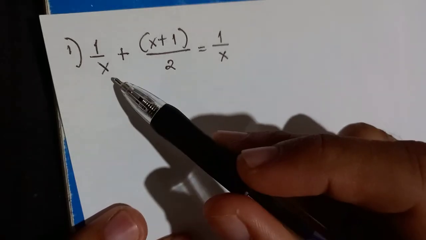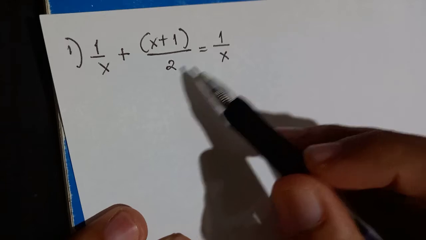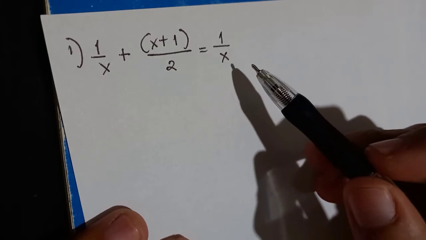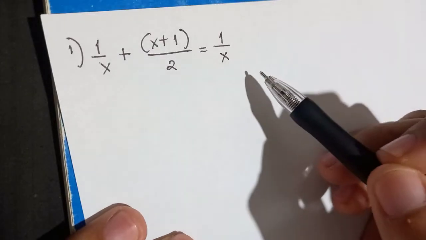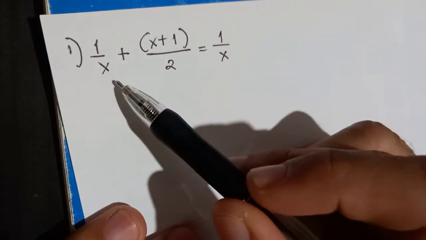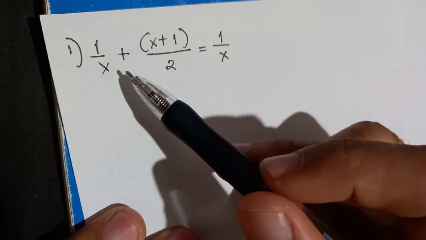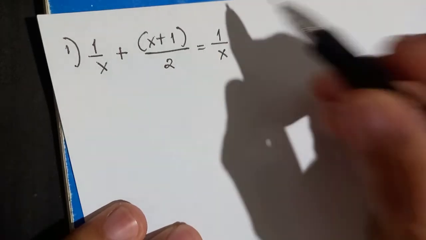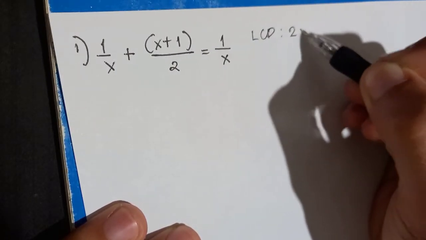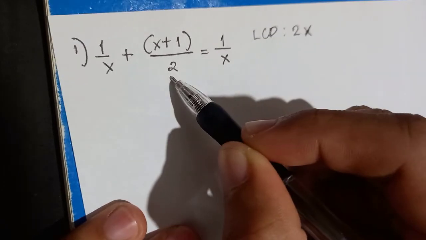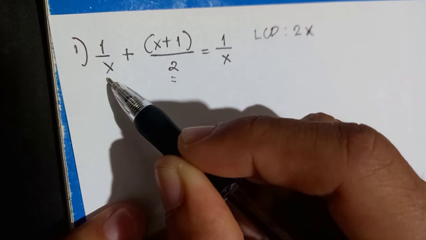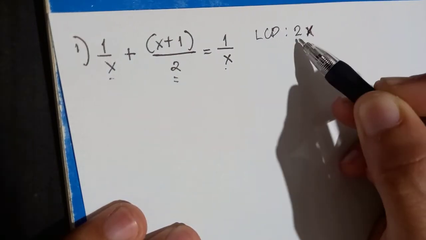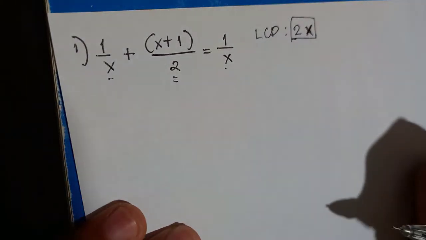For example, 1 over x plus 1 over 2 equals 1 over x. The very first step is to determine the LCD. To determine the LCD of the given, just determine the least number or term. In this example, our LCD is 2x. Why 2? It's because we have a number 2 and x. Why is it only 1x? It is already common, so we will only get 1x. Therefore our LCD for the given is 2x.